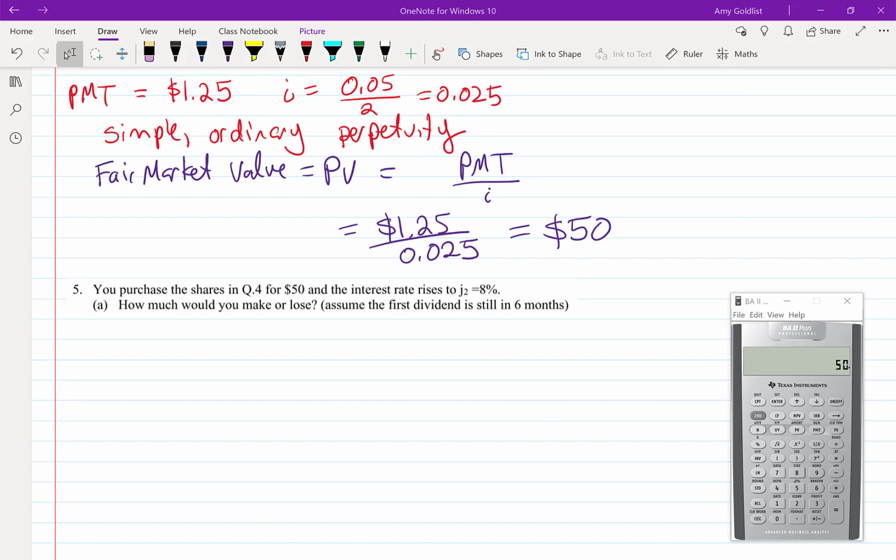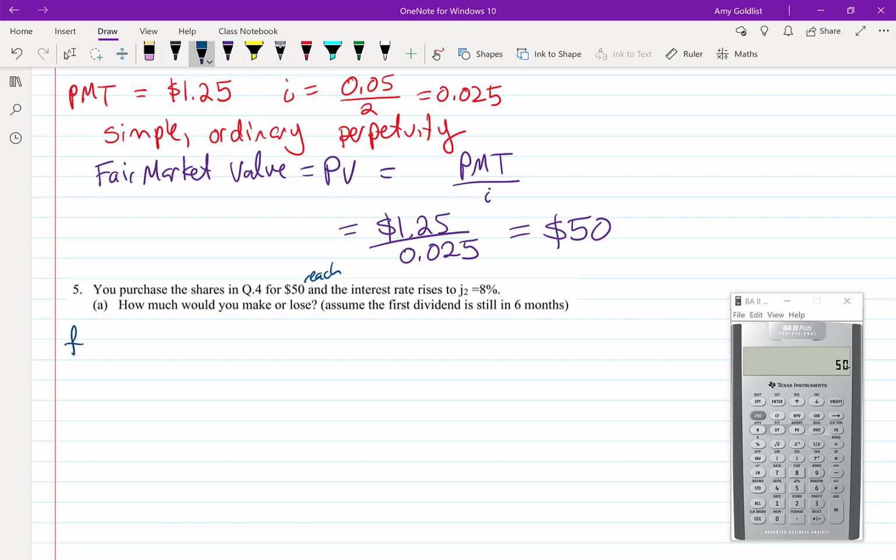Let's try it again. You purchased the shares in question 4 for $50 each. I'm going to write in each. And then the interest rate rises to 8% compounded semi-annually. How much would you make or lose? And here it's going to be per stock because we don't know how many stocks there are.